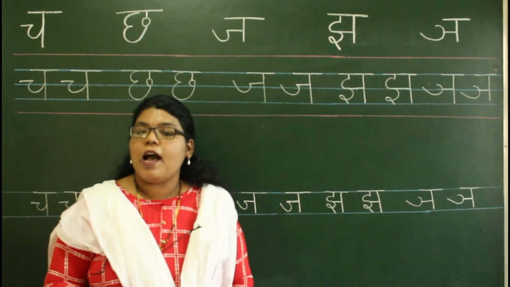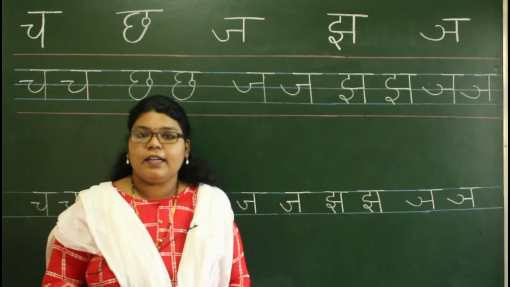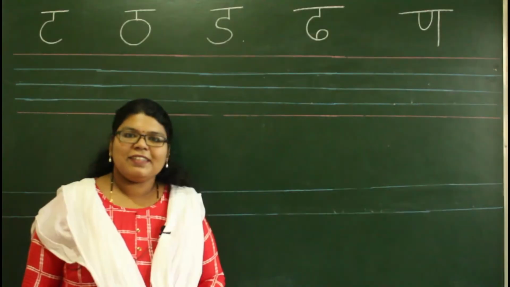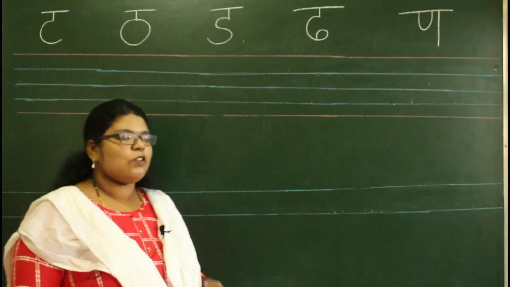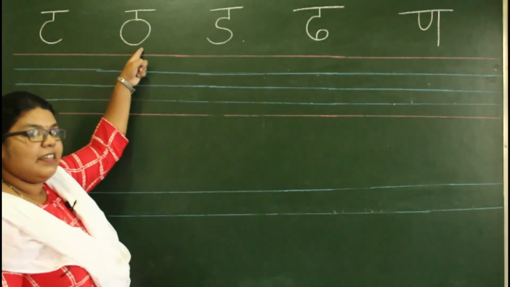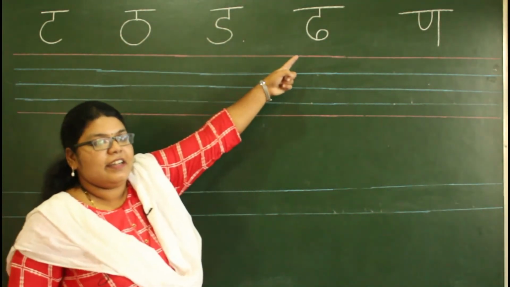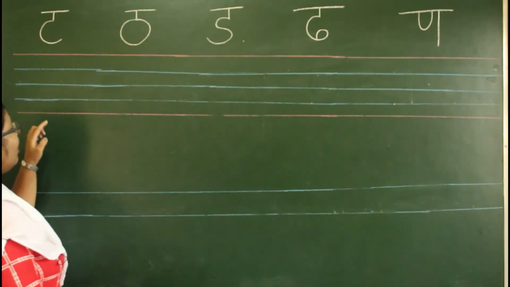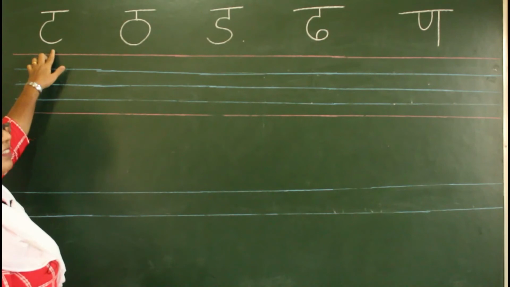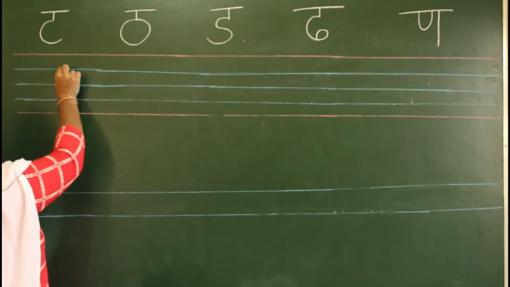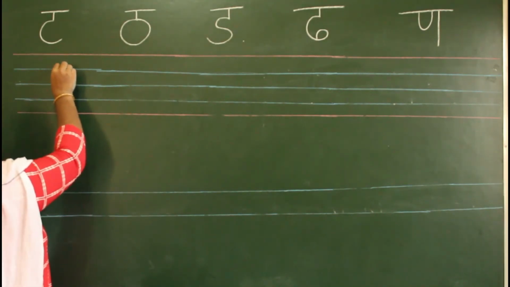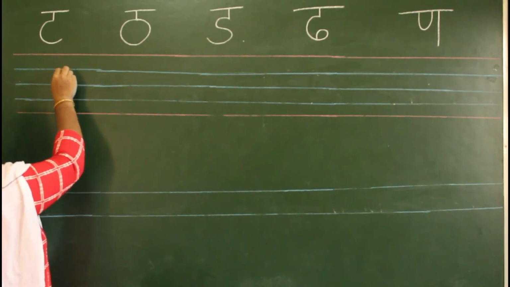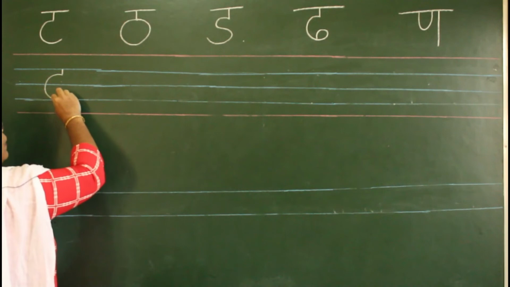Now let's see how to write ta, tha, da, dha, na. Okay children? How to write ta? Let's see it. From the second blue line, draw a small standing line, then a big curve like this.